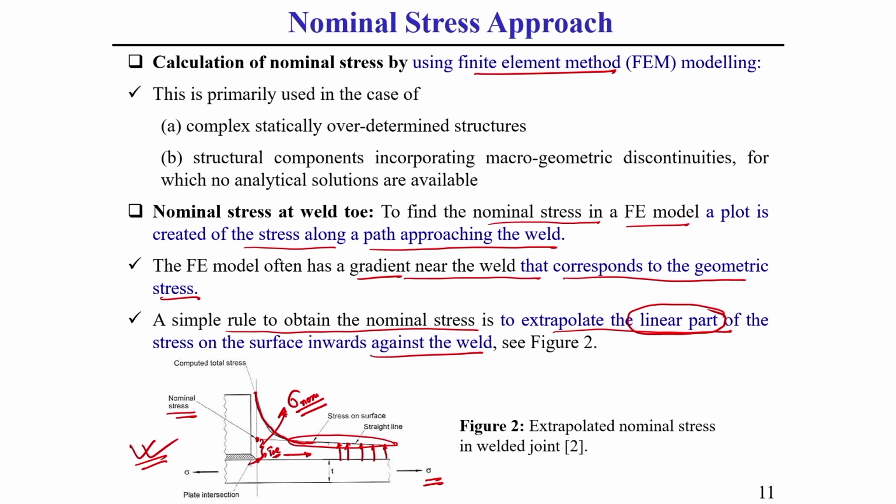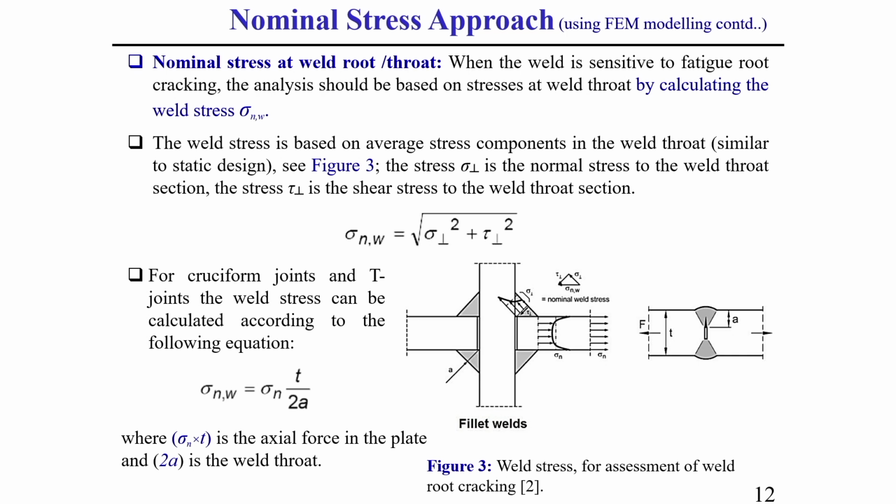Here, that linear part we need to extrapolate towards the weld. This you should keep, that is generally called nominal stress. Here I have shown. Okay. Now, how we can calculate the nominal stress at the weld root, that also we need to know.